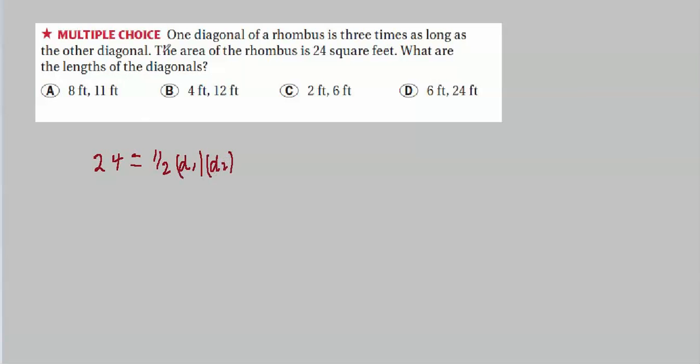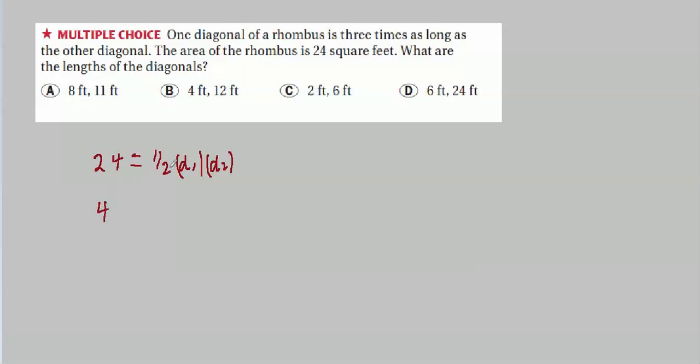What did they tell us? One diagonal is 3 times as long as the other. That means we can arbitrarily pick one of these and replace it with 3 times the other one. For instance, for D2 I could substitute 3 times D1, or for D1 I could substitute 3 times D2. They didn't tell us which is the larger one. Well, let's make our substitution and see what happens.